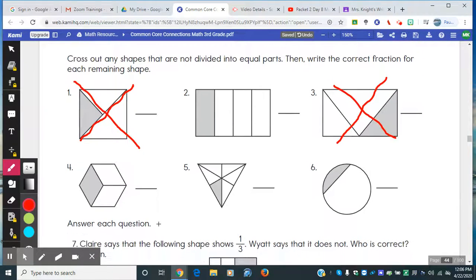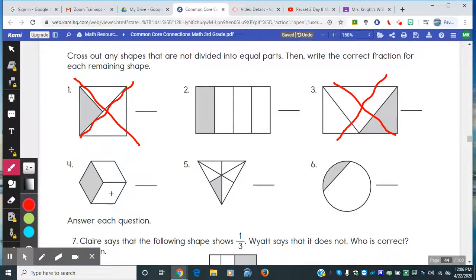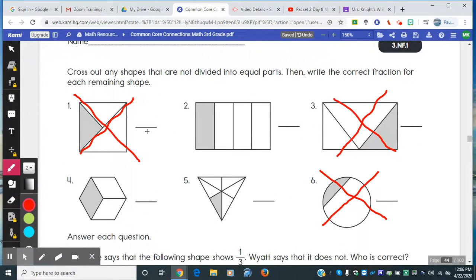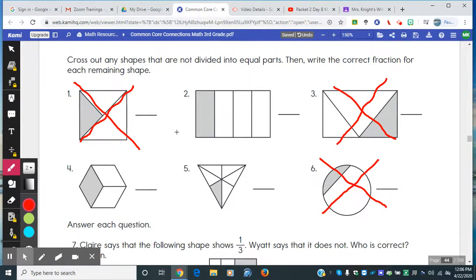When we look at number 4, this piece and this piece are all the same size and shape, so I can leave it. Those are divided equally. Same thing here. These are all divided equally. They're all the same size and shape. But here, no. This section is not the same size and shape as the rest of it. So we're going to cross off 1, 3, and 6. Now what we need to do is write the correct fraction for each remaining shape. So 2, 4, and 5, we need to write these as correct fractions.